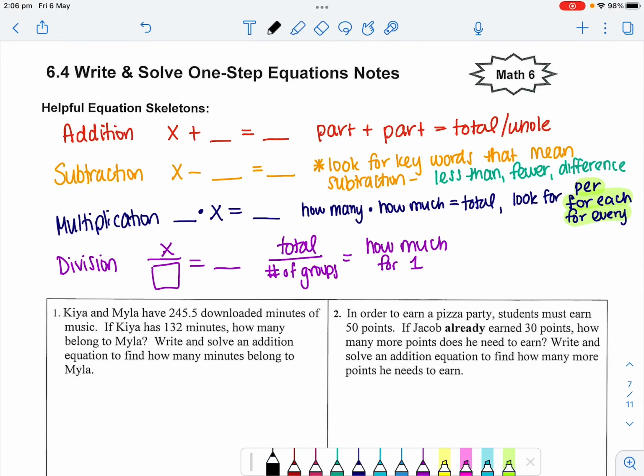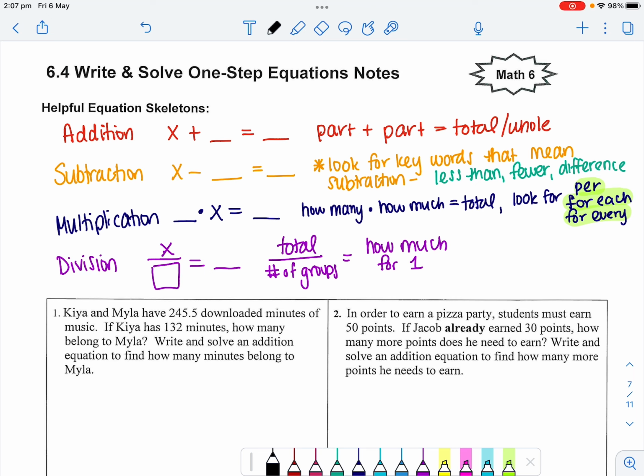Hey everyone, today we're going to be talking about how to write equations from word problems and then solve them to give an answer. The first thing I'm going to start with is some helpful equation skeletons, so how to put together these equations and the different things that you're looking for. For addition, we're obviously going to be writing an x plus something is equal to something else, and you're looking for two parts that add up to a total.